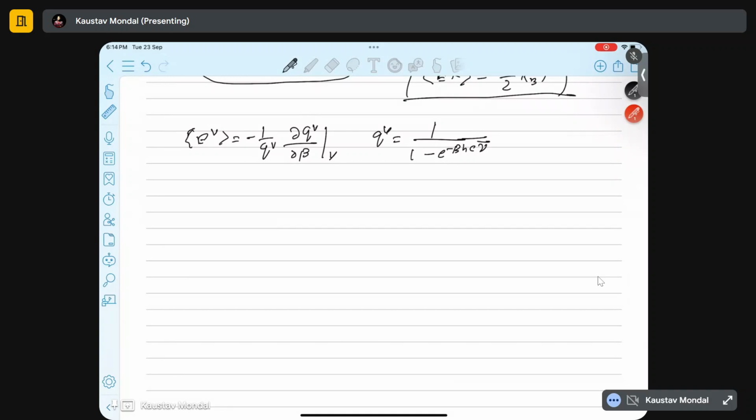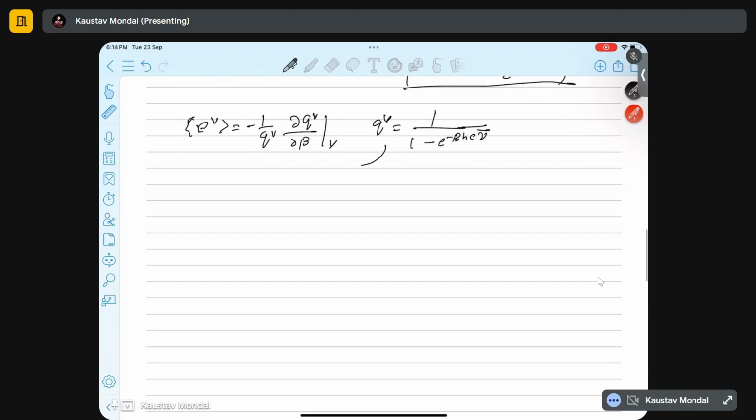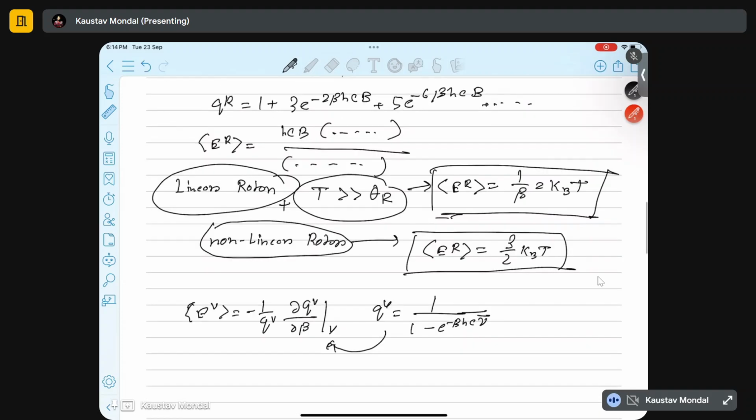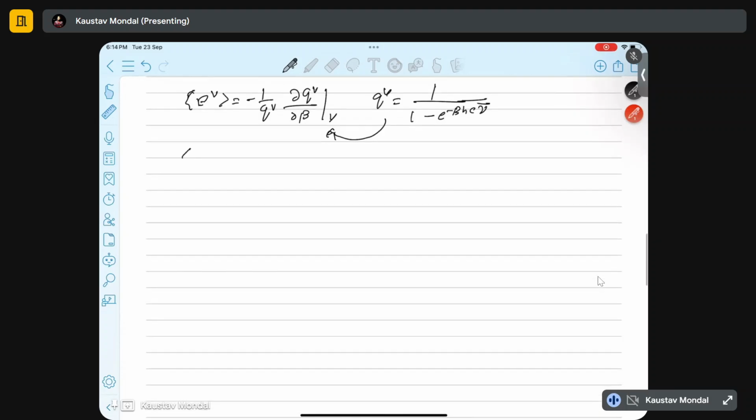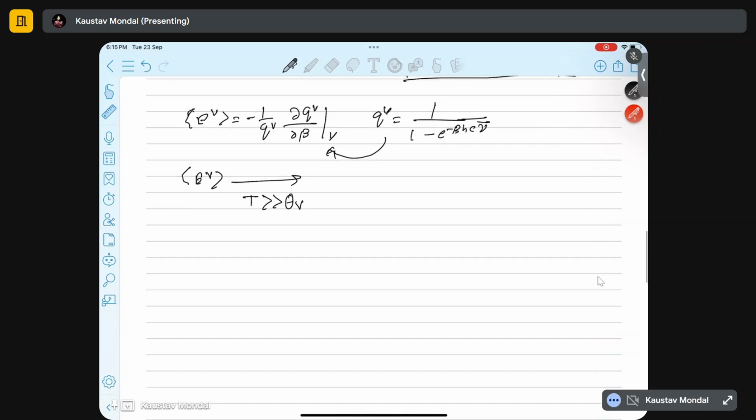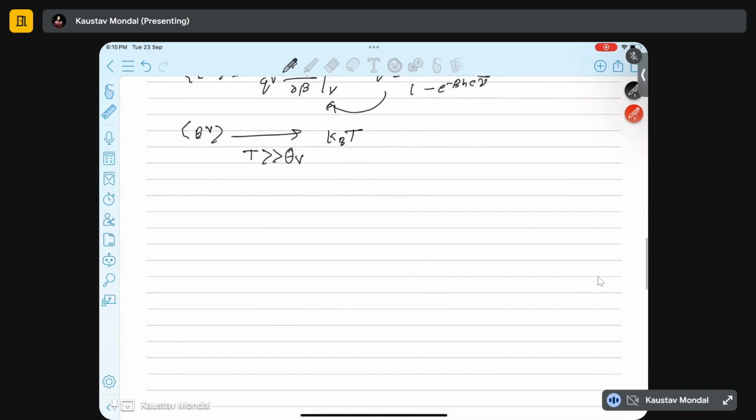Now, in a similar way, here also we substitute q_V for the vibrational case. To do the calculation, E_V, when the temperature is much higher than theta_V, similarly here also, in that case, the E_V would become just kBT. Okay. For the case of high temperature, T is much greater than theta, a similar case.